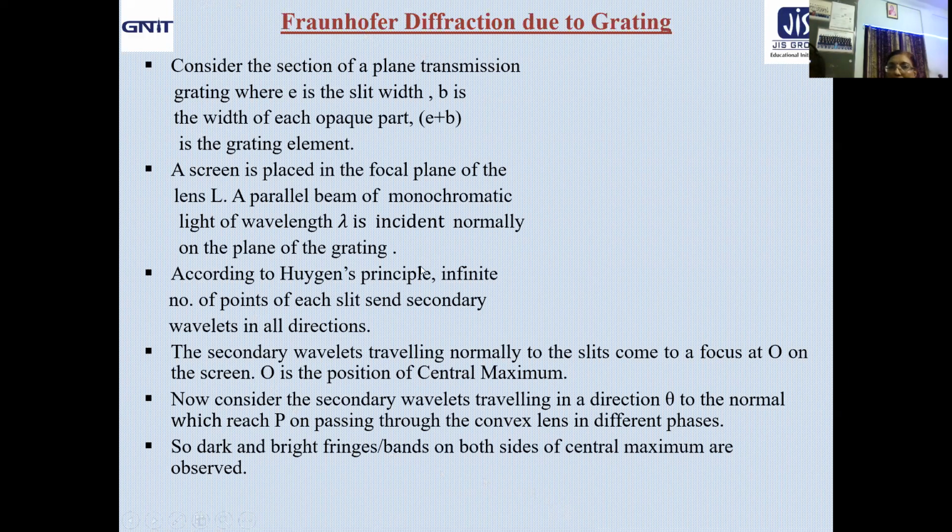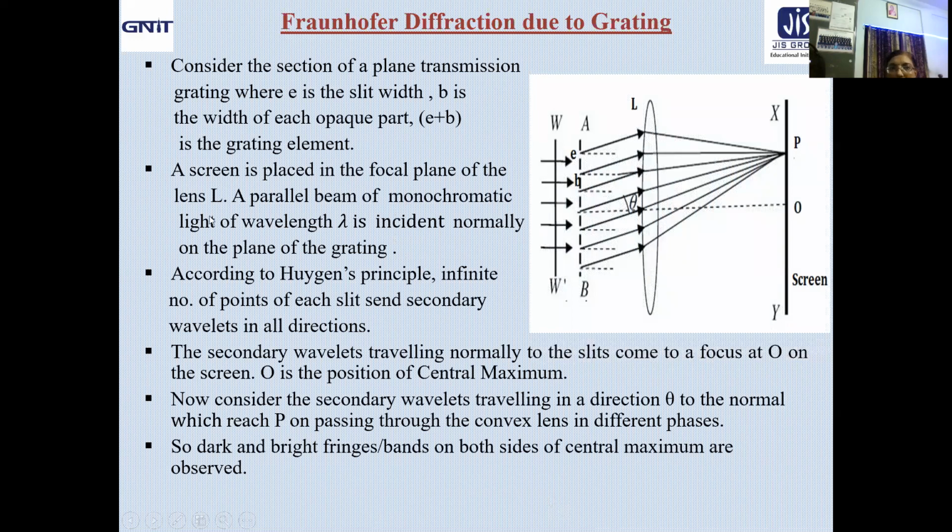Now, Fraunhofer diffraction due to the grating, the plane diffraction grating. Now, this is the diagram. Let us consider the section of a plane transmission grating where e is the slit width, and n number of slits are arranged parallel to each other, separated by equal opaque spaces. So the width of each slit is e and they are separated by equal opaque spaces b. b is the width of each opaque part and e plus b is termed as the grating element.